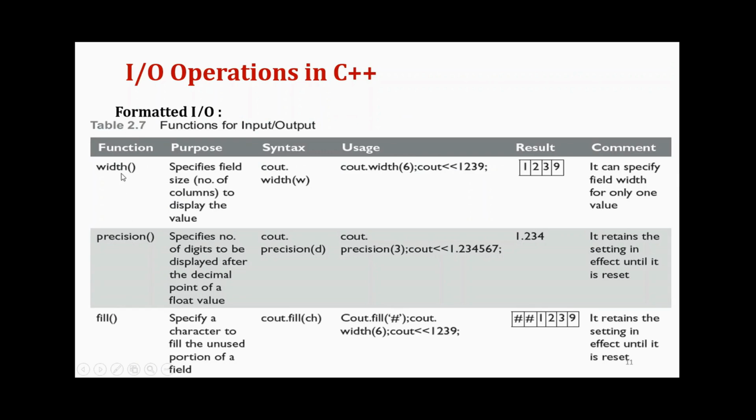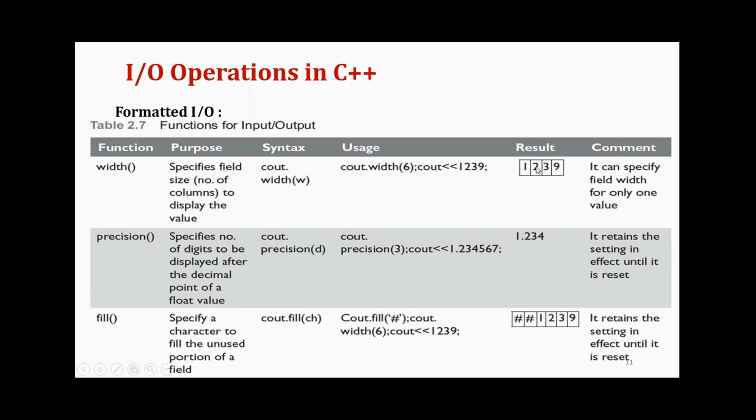So width is the function with which we can define the column. In a column you can fix the values. Here I'm calling the function, the output stream is cout dot width, and width is my function. Inside the width function I have to specify how many columns you want to fix. So check out the example. 6 columns I'm fixing and cout 1 2 3 9. So I'm using only 4 positions, and the remaining 2 will be empty. So actually 6 columns are occupied, I mean created.